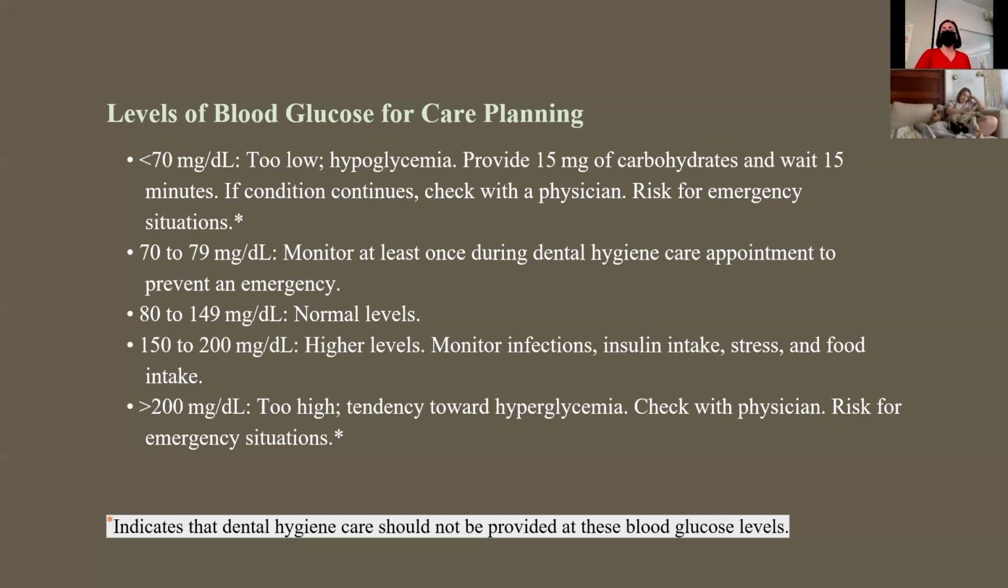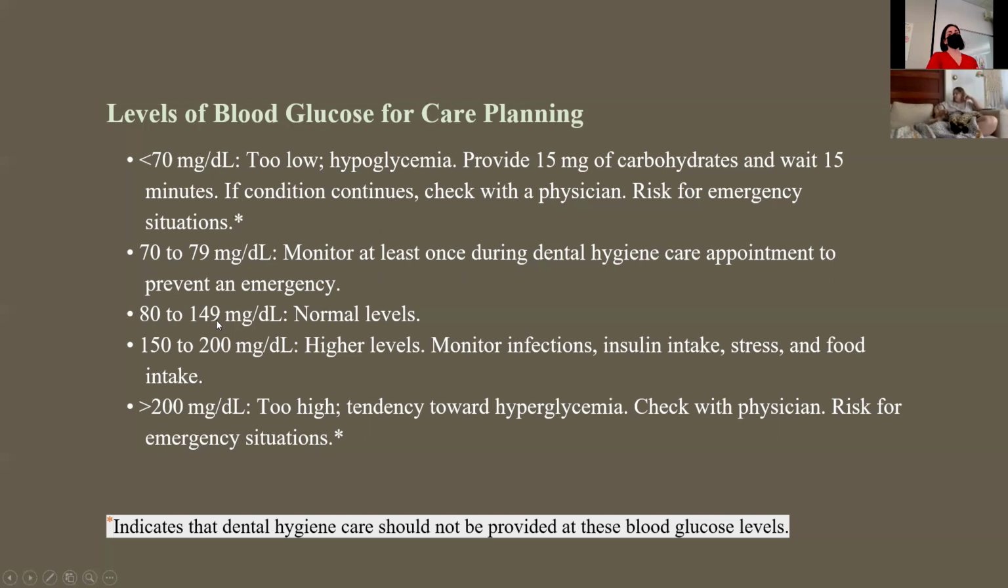Okay, so these are just some numbers that you should know. Under 70 is too low, hypoglycemic: provide 15 grams of carbohydrates. This would typically be a glass of milk or 4 ounces of orange juice or a couple hard candies. Then you wait, and then you recheck their blood glucose, see if it's come back up. 70 to 79, monitor at least once during the dental hygiene appointment to make sure they haven't dipped below that.